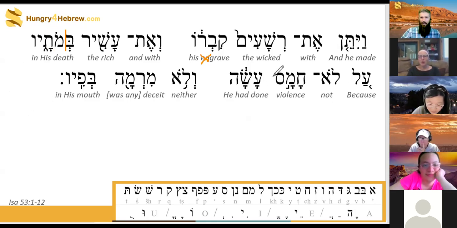Al lo hamas asa, upon or based upon, no violence he did. Velo mirma, and no deceit. This reminds me of the root for rebellion. They're calling it deceit. Befiv, in his mouth. So he wasn't deceitful. He committed no violence. But nevertheless, he's being put to death.